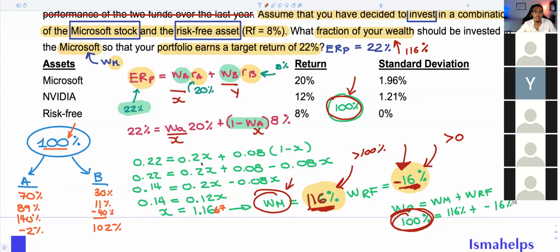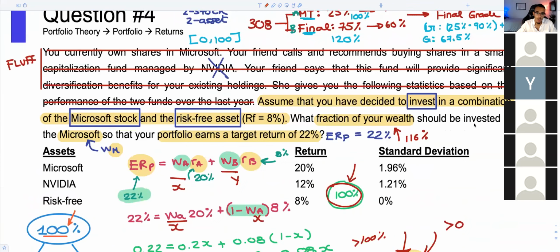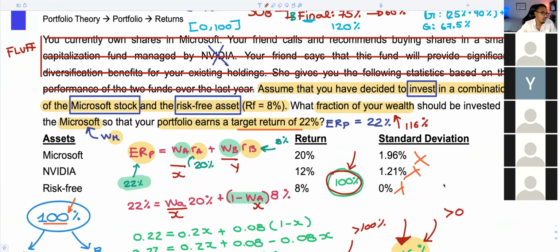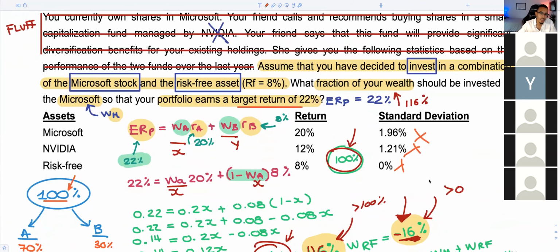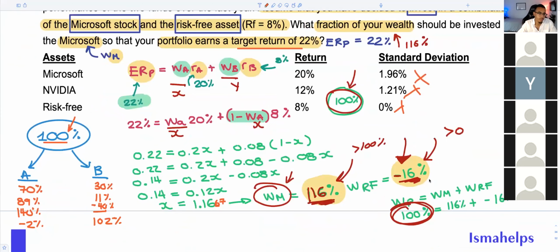Yeah, it has nothing to do with it because we're solving for the expected return. We want to know how much to get this amount. So this has literally, it's so much fluff. I saw this on an exam and I was shocked. You know, I was like, why? But a lot of it is just fluff. You only need like 2 things.